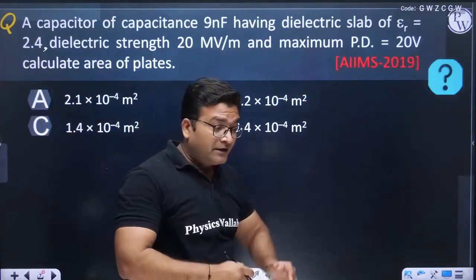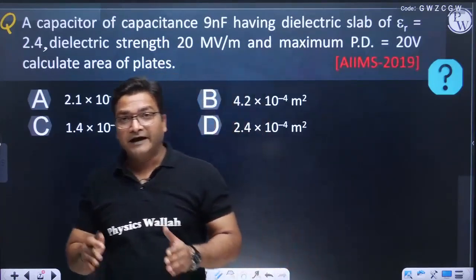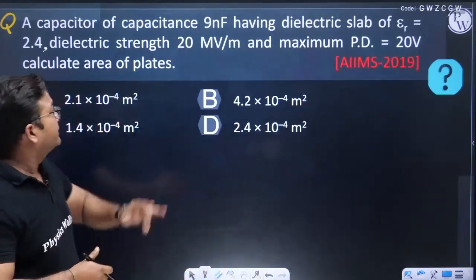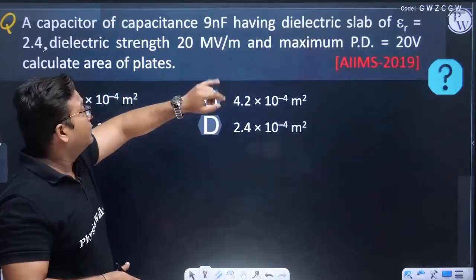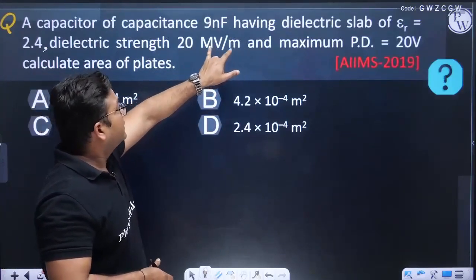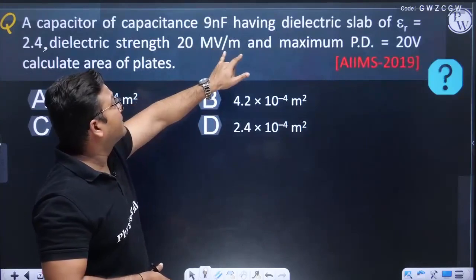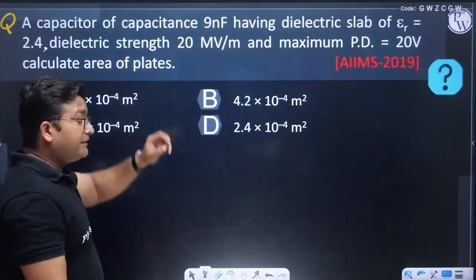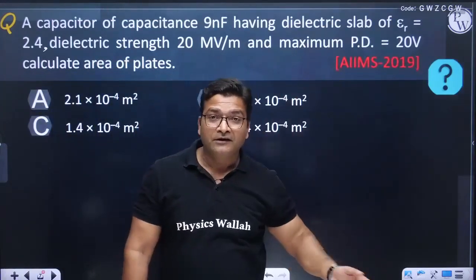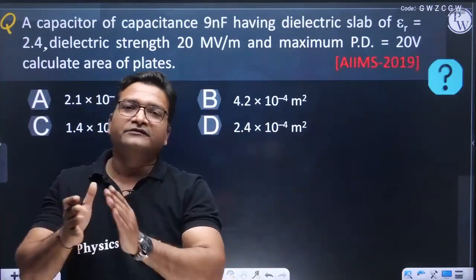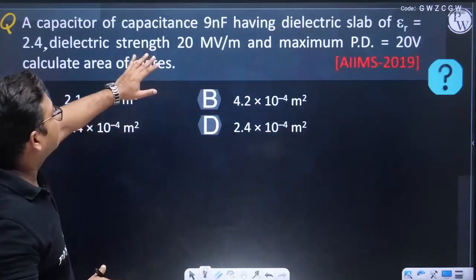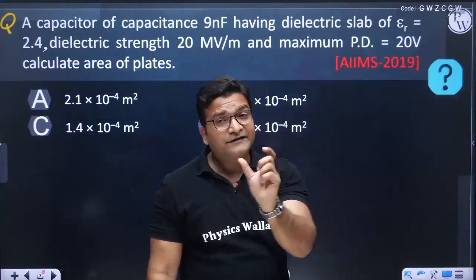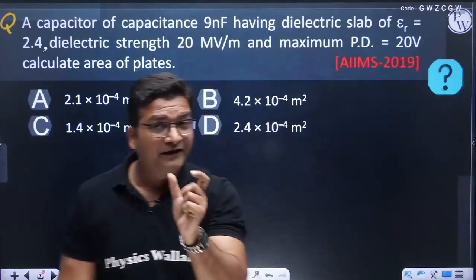Dielectric strength is actually the maximum electric field that can be applied across a capacitor or across any medium. So this is the electric field, and I think you are seeing the unit also. According to the unit, this is megavolt per meter. Volt per meter is the unit of electric field. So always remember, dielectric strength is actually the maximum electric field we can apply across a medium. So it says the dielectric slab has dielectric strength 20 megavolt per meter. It means across that dielectric slab, the maximum electric field we can apply is this.